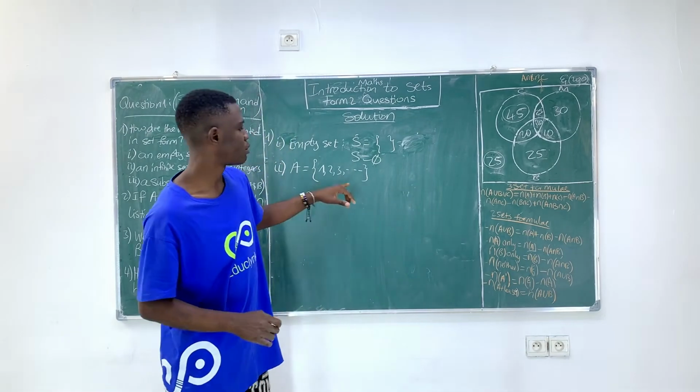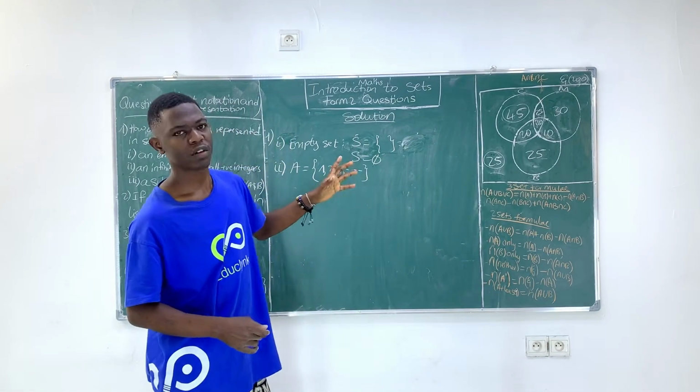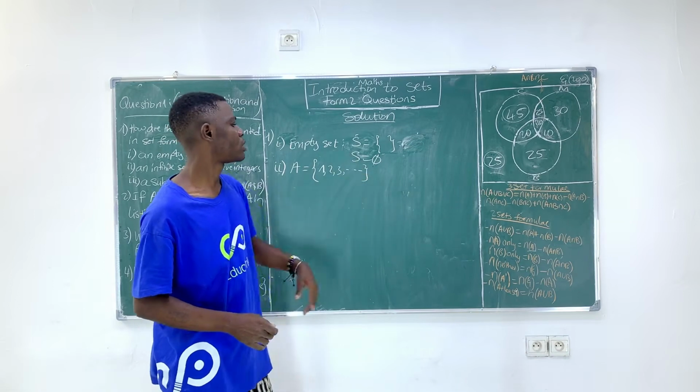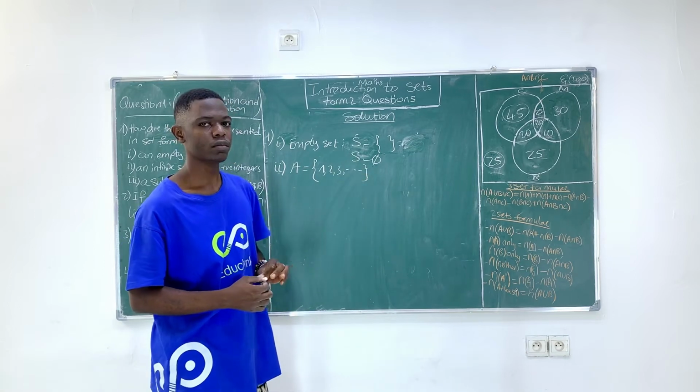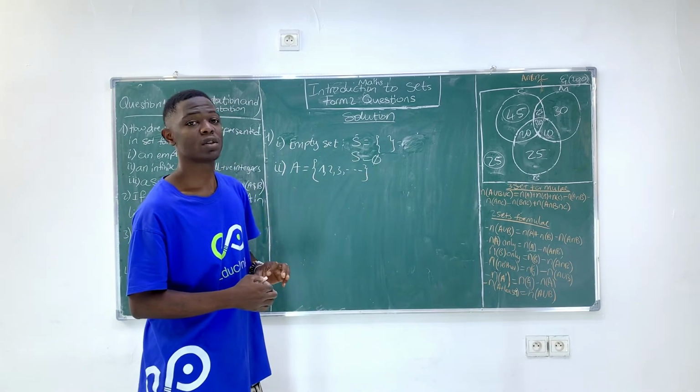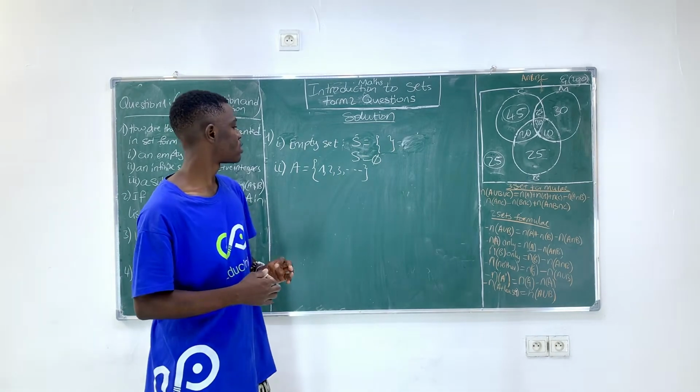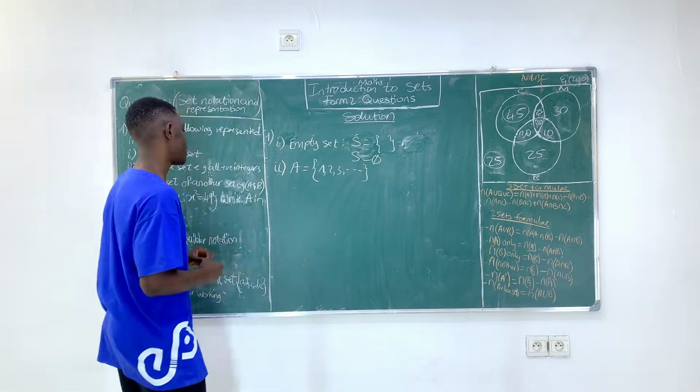and the dots show all positive integers. So I start with the first three numbers, or maybe 4 or 5, then I put three dots and close it. This means my set contains all the positive integers. So that is how I represent it.